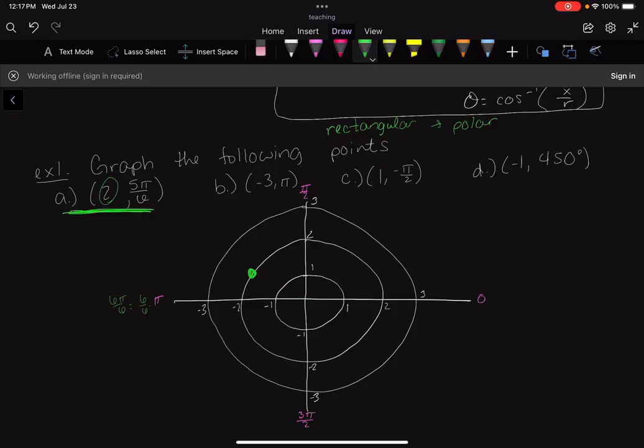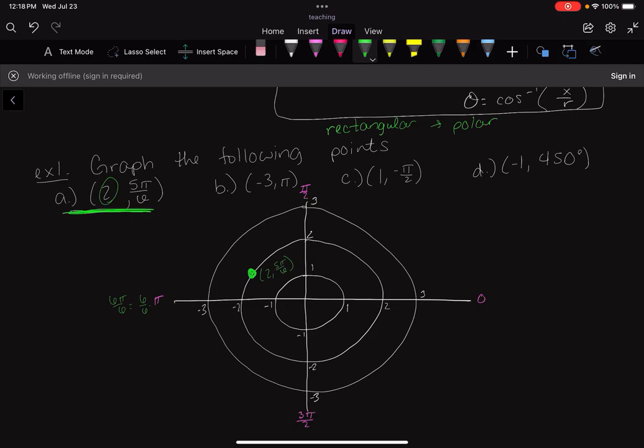So I didn't need the rest of the line. I did not mean to have the eraser on. All right, there we go. There's my point. So this is the point 2 comma 5 pi over 6. And I know it almost looks like a negative 2, but when it's a positive 2 like that, it really means that we went out by 2 at that angle in that same direction.